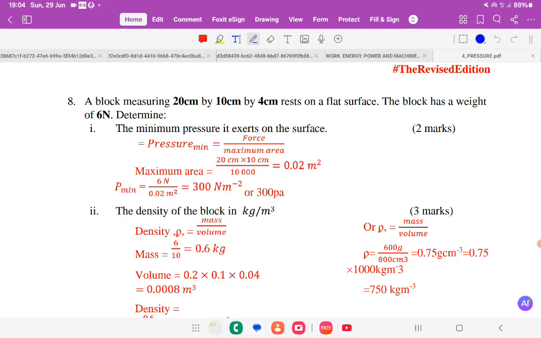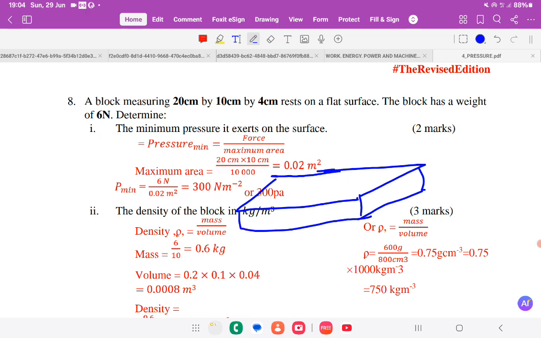So let's visualize the block. The block is usually something like this. Roughly, that's what we have. So its length is 20 centimeters, it has a width of 10 centimeters, and a thickness of 4 centimeters.